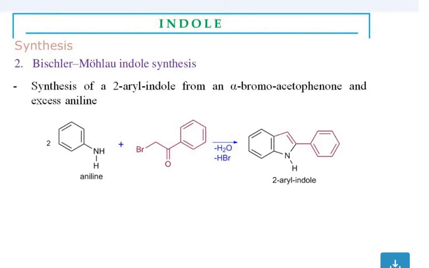Bischler-Möhlau indole synthesis. Synthesis of 2-aryl indole from an alpha-bromoacetophenone and excess aniline. You can see the aniline, you can see the ketones, you will get the substituted 2-aryl indole.